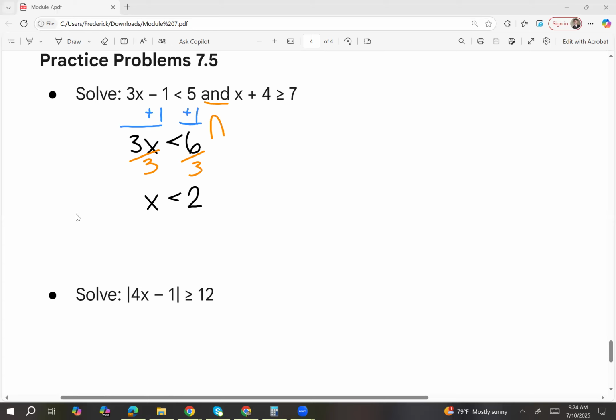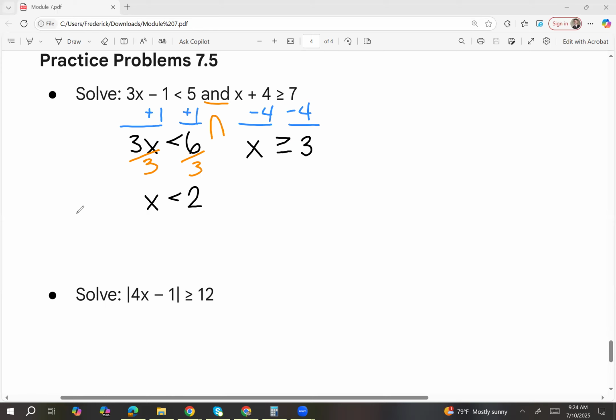Now let's look at the other one. It looks like we have x plus 4 greater than or equal to 7. So we've got the number 4, which needs to move and join with this 7 on the other side, so that we have only the variable term on the left. Greater than or equal to comes down, and 7 minus 4 is 3.